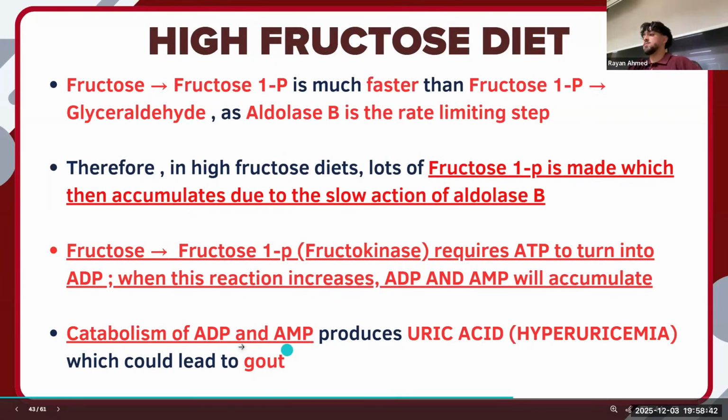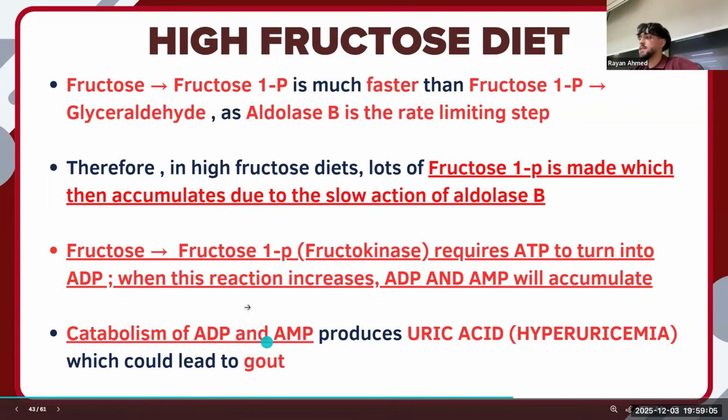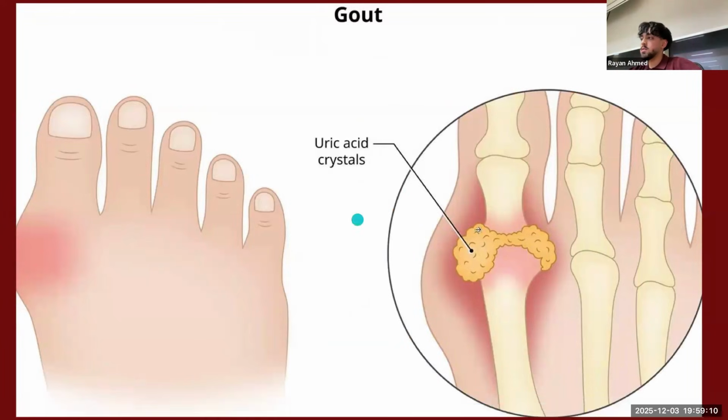This is a lot. Let's go slower. When fructose in high fructose diets is converted to fructose 1-phosphate, it requires ATP to turn into ADP. If this reaction increases, then ADP and AMP will also accumulate. Now, what happens is when ADP and AMP accumulate, they will be broken down and produce uric acid, hyperuricemia, which could lead to gout. If you guys don't know what gout is, just remember this picture. Literally, uric acid crystals.